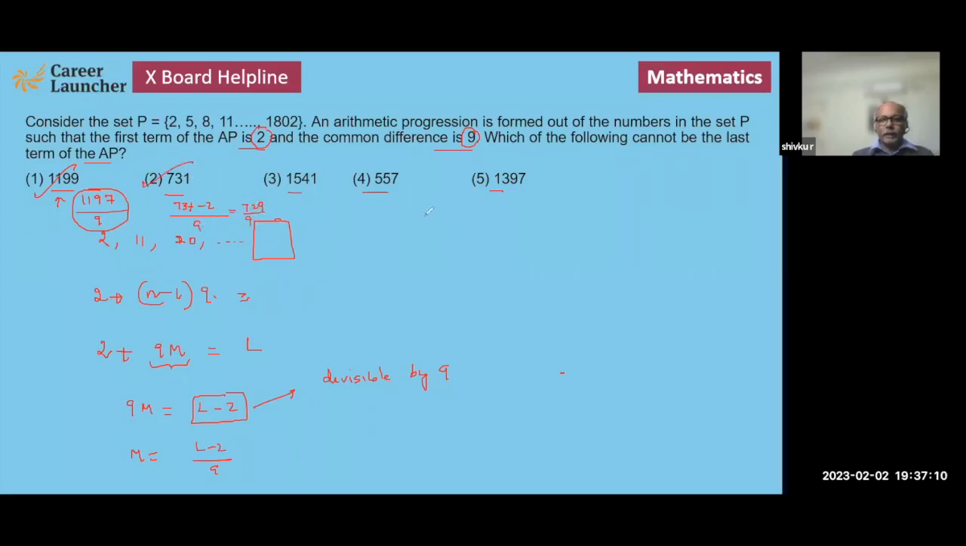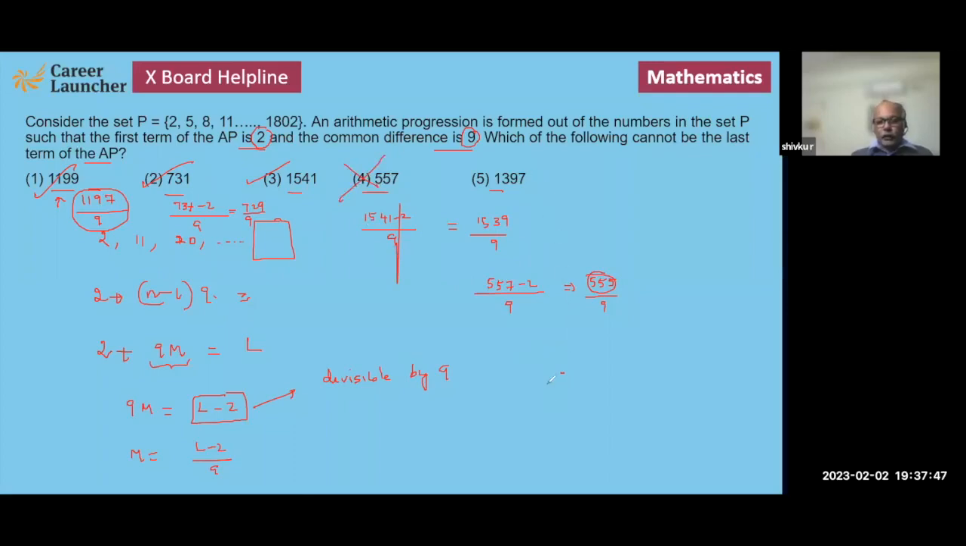So A can also be possible. 1541 minus 2, right? I want to know whether it is divisible by 9. And this is equal to 1539 divided by 9. This is adding up to 18, the sum of the digits of the numerator. So is it divisible by 9? Of course it is divisible by 9. 557 minus 2, right? We want to check whether this is divisible by 9. So this is 555. Is it divisible by 9? The answer is no. So this cannot be your last term.